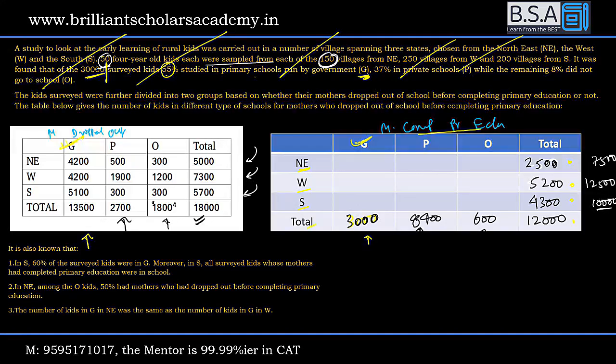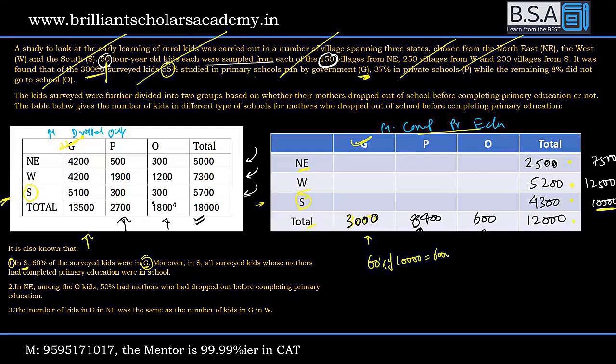You can use calculators for faster calculation. You can rely on your own multiplication, addition, subtraction for faster calculation, but you need to fill the table fast. Now let us go to these data sets in S. When it says S, it means this and this both. This S and this S both. 60% of surveyed kids were in G. Now see, how many kids are there in S? There are 10,000 kids in S. What is 60% of 10,000?